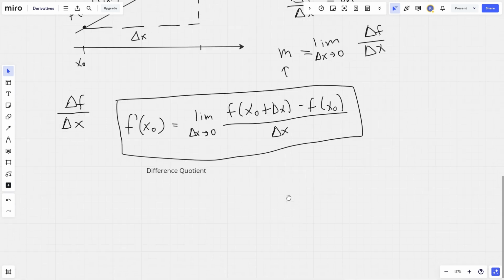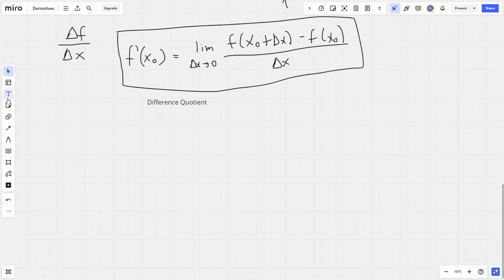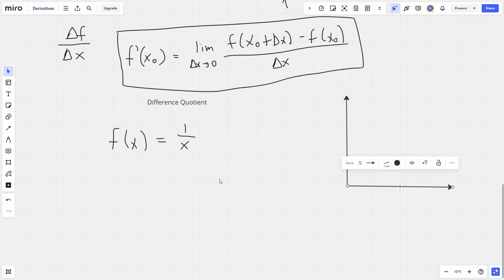So now let's look at a problem and keep this difference quotient in mind. Let's say I want to find the derivative of the function f of x equals 1 over x. So remember, let's draw a diagram out first. That's my y-axis, and this is my x-axis. And the graph will look something like this, a hyperbola. And if I have point P here, it's going to be at x0.